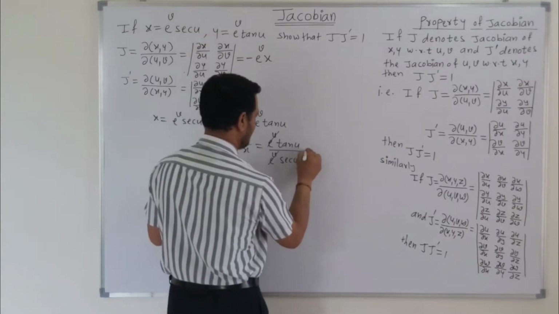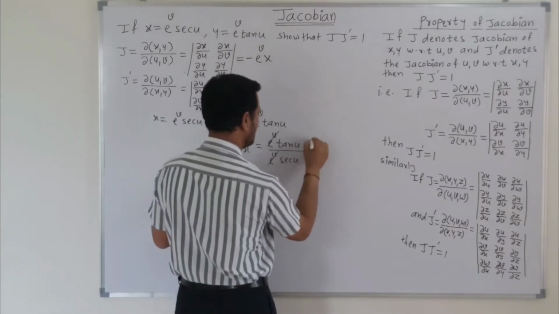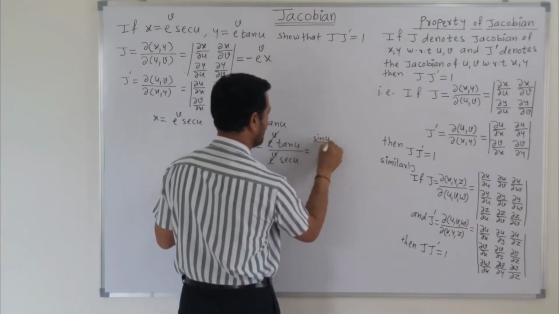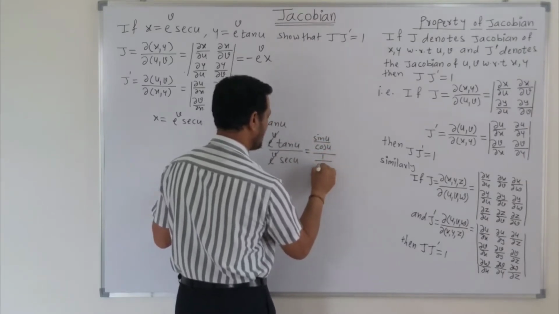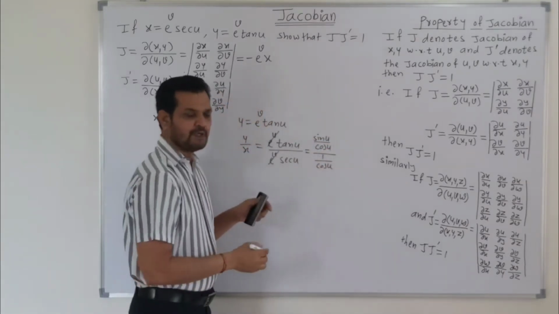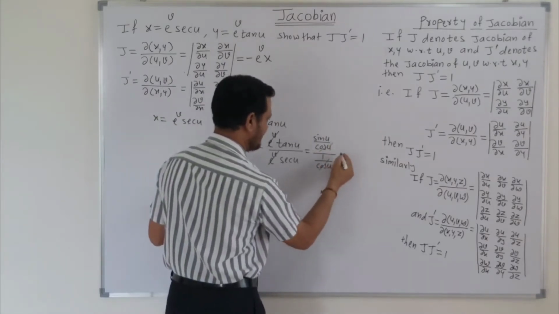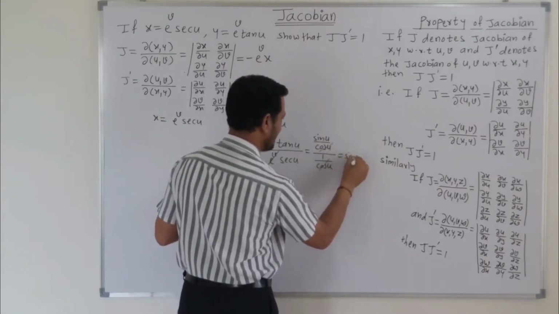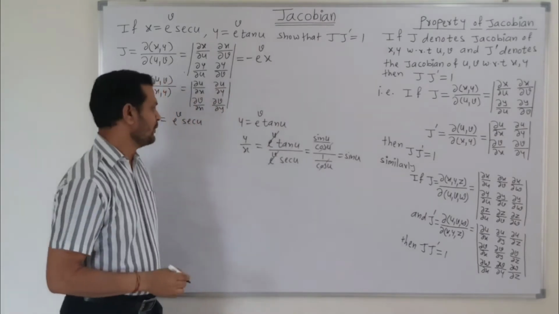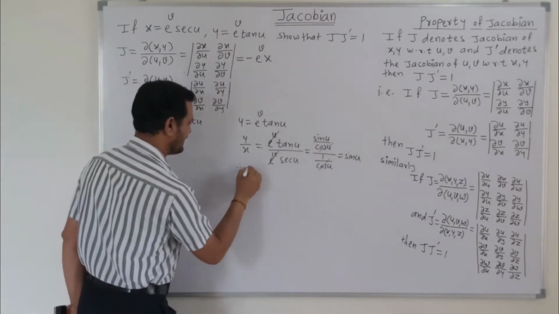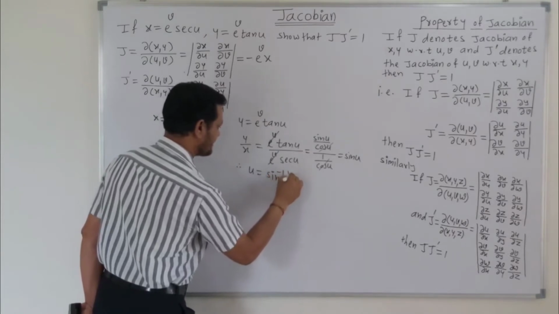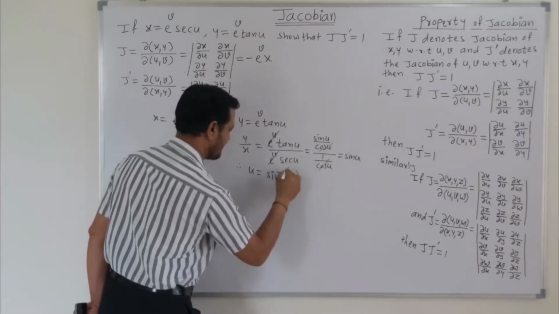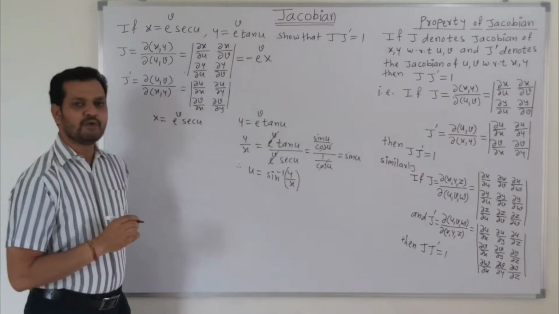Now we know that tan of u is sin of u upon cos of u, divided by 1 upon cos of u. So the cos u term will get cancelled, and finally we get sin of u. Therefore we get the value of u is equal to sin inverse of y by x. So this is the value of u.